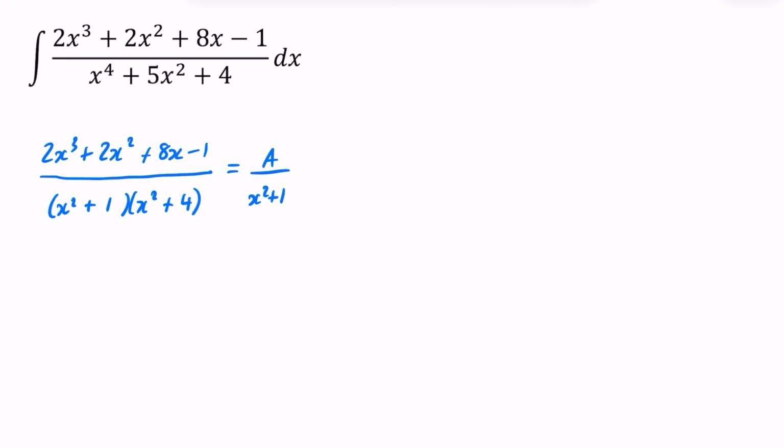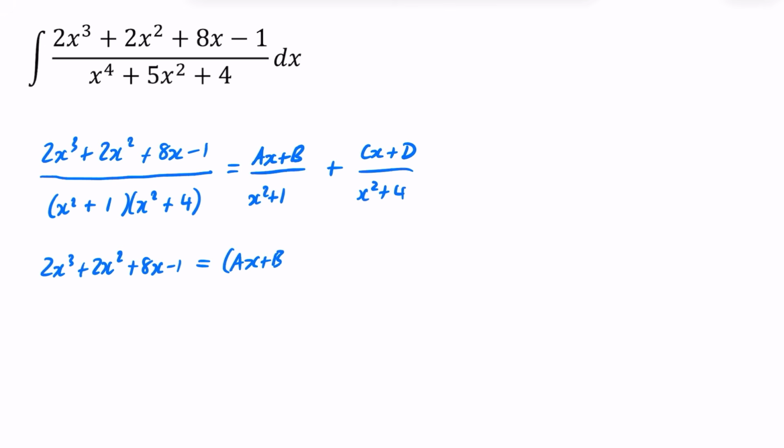Oh, hang on, I've not even taken my own advice, have I? If it's a quadratic on the bottom, that means it's going to have to be a linear on the top. And again, we've got another quadratic over here, our x squared plus 4. This is going to have to be a cx plus d, like this. So our 2x cubed plus 2x squared plus 8x minus 1 is going to be our ax plus b multiplied by our x squared plus 4, and it's going to be our cx plus d multiplied by x squared plus 1.